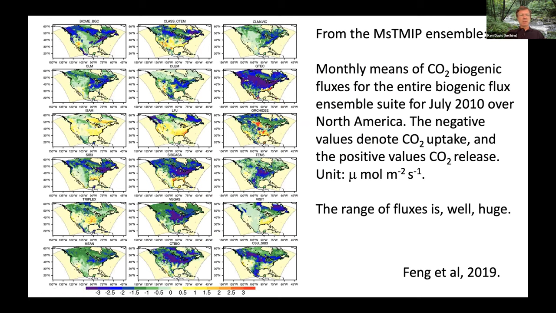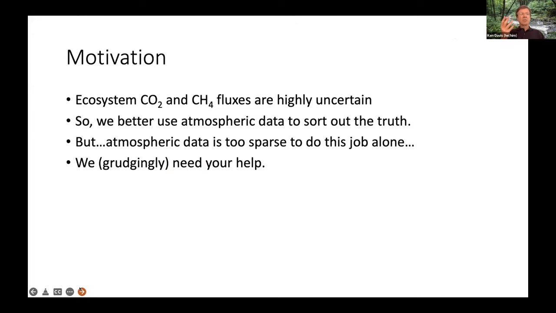And the range is really huge, right? We have a lot of uncertainty in ecosystem CO2 fluxes. So these fluxes are highly uncertain. We better use atmospheric data to sort out the truth. Well, but that's, you know, speaking from an atmospheric scientist's proud perspective, but truly the atmospheric data is too sparse to do this alone. So we need your help.